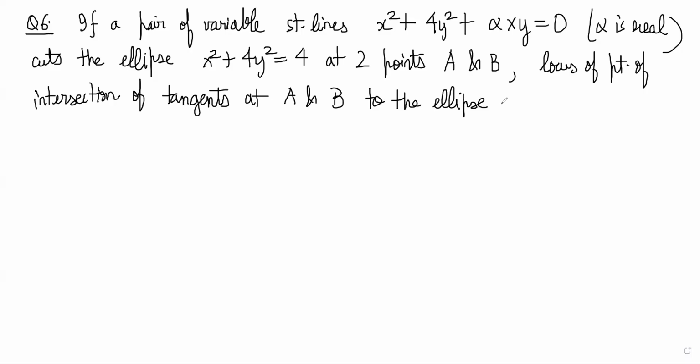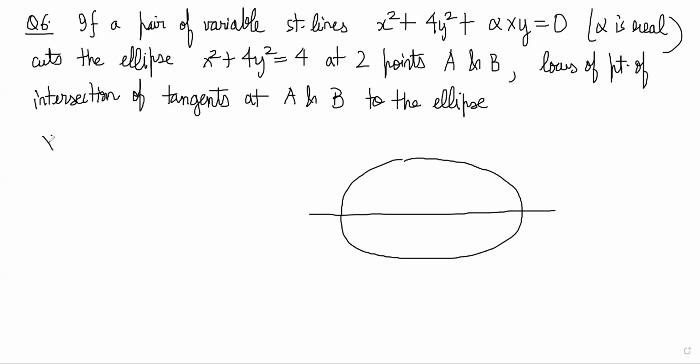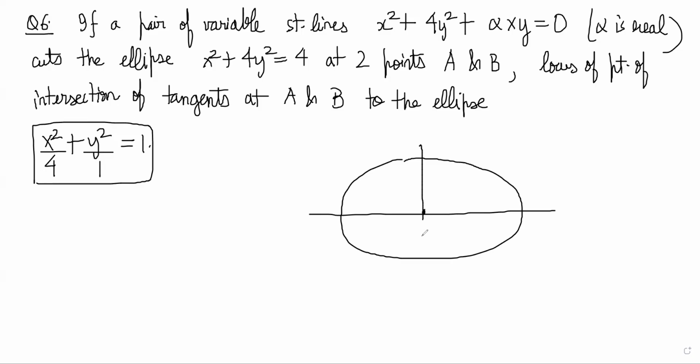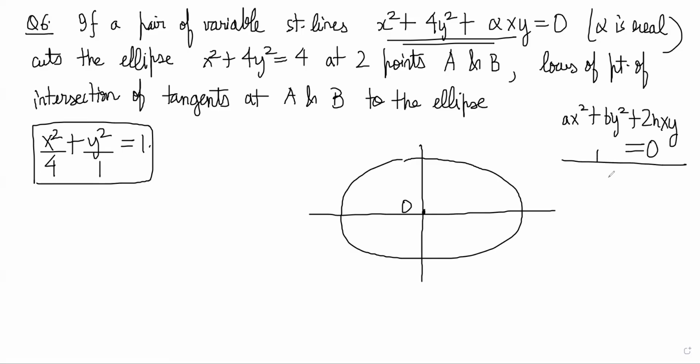Okay, so let's think about how we will do it. We have a standard ellipse, the equation is x square by 4 plus y square by 1 is equal to 1, right? This is my ellipse equation. The center of the ellipse is clearly origin O, and these are my pair of straight lines. Notice that the pair of straight lines equation has no x, y, and constant terms. So this is a pair of straight lines through the origin.